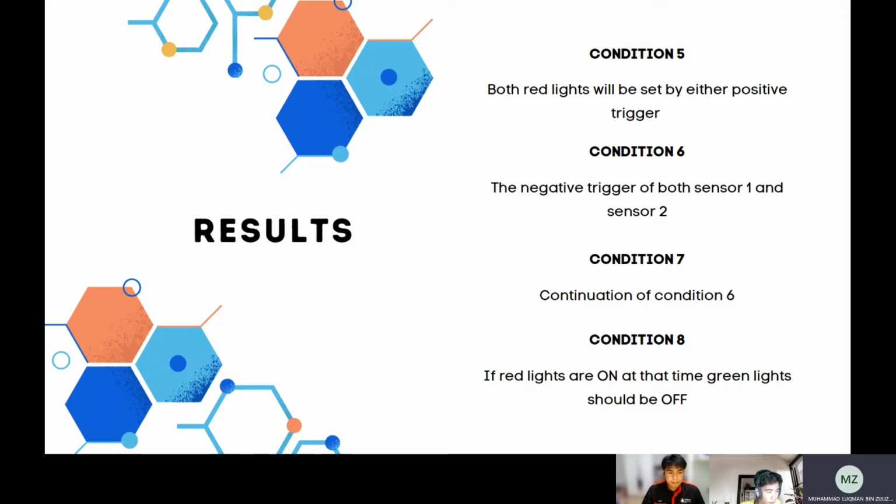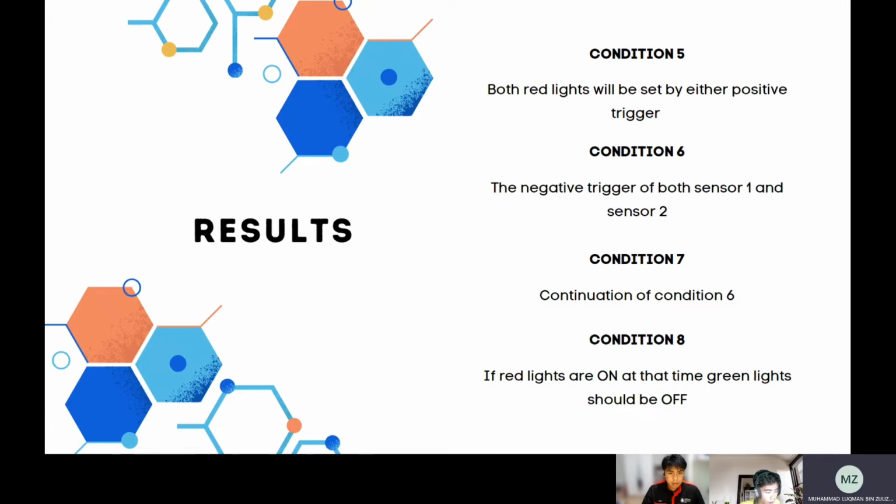During condition 7, in this network, green lights Q0.0 and Q0.1 will be on when the red lights are off. Green lights Q0.0 and Q0.1 allow another car to enter or exit.